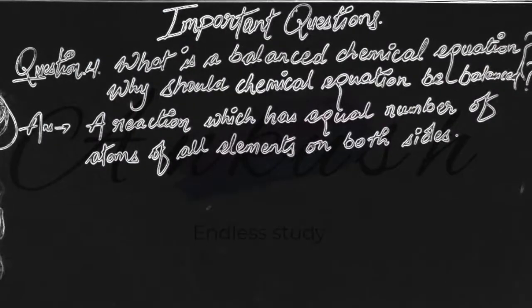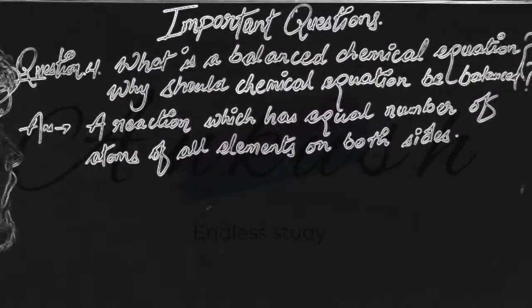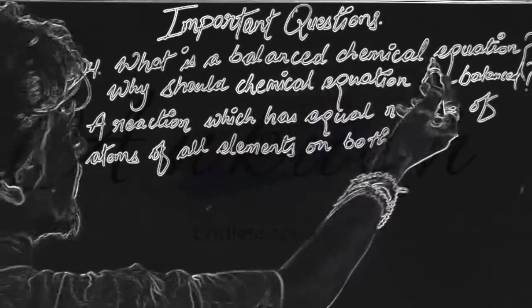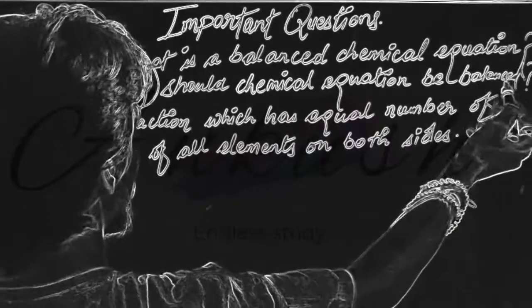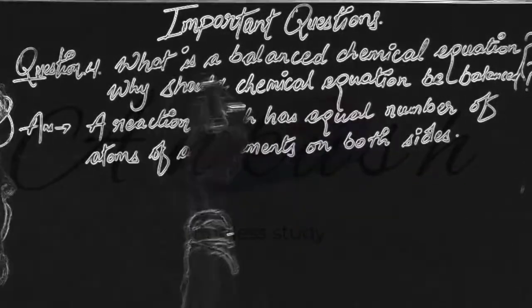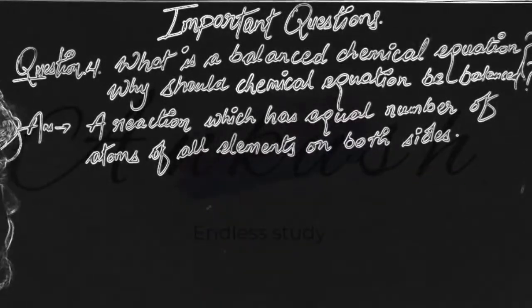Here are some important questions from chapter 1 for class 10. This is question number 4 of NCERT. What is a balanced chemical equation? Why should a chemical equation be balanced? So very first, what is a balanced chemical equation?